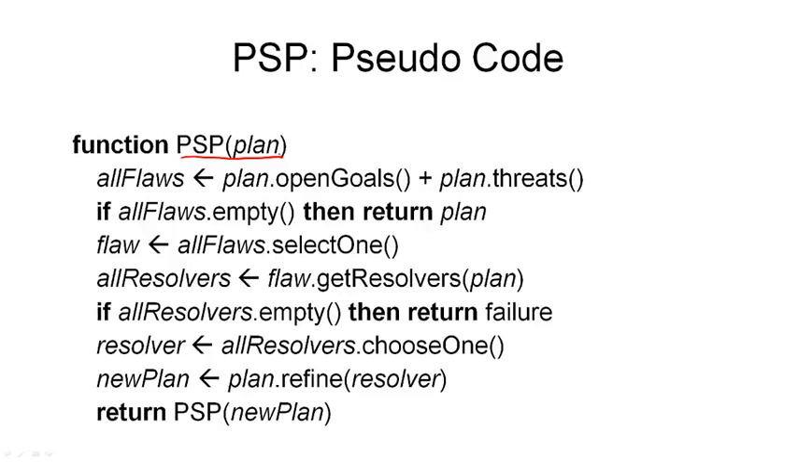Then the first thing we do is we compute all the flaws that are currently in the plan. And there are two types of flaws, of course, namely the open goals, the preconditions that are currently unsatisfied, and the threats that exist within the current plan.